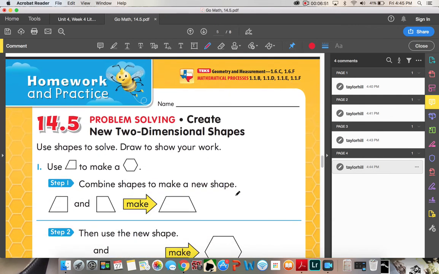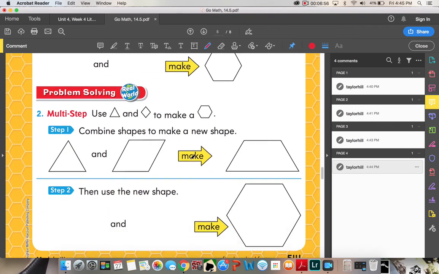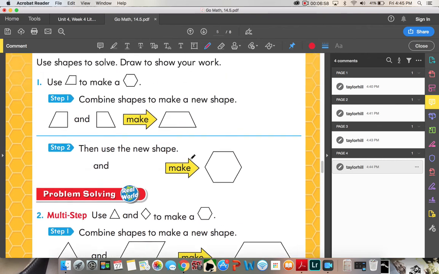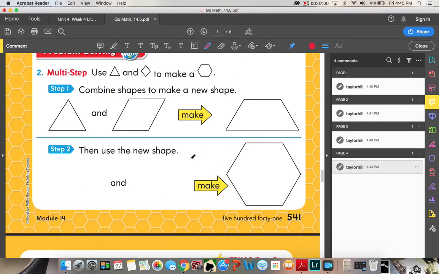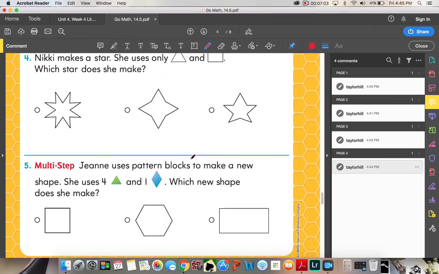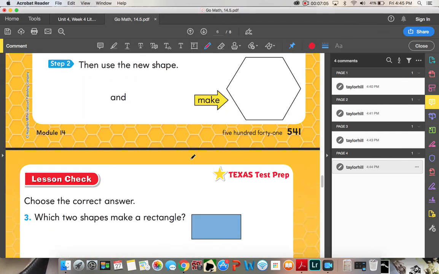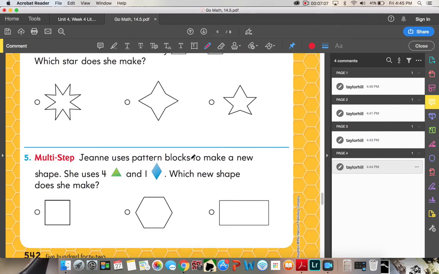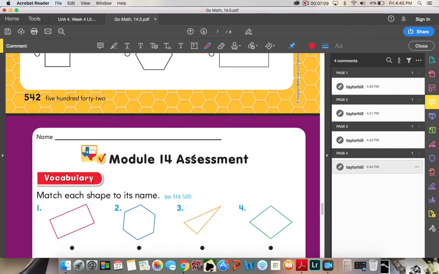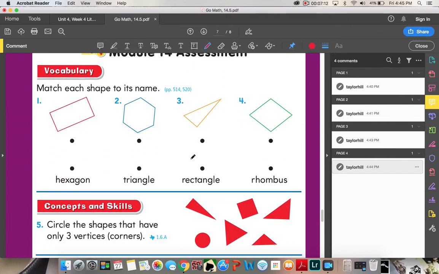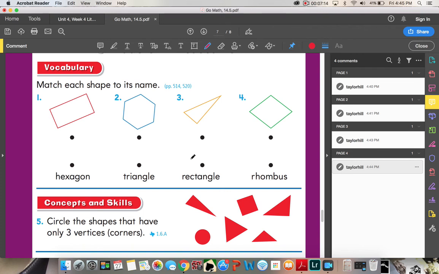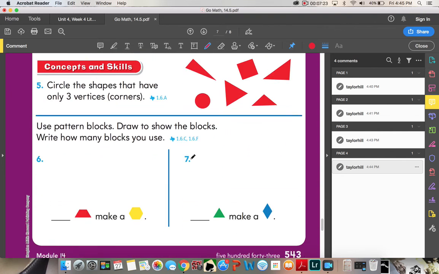Okay? Then I would like to see you guys apply your strategy and your work on the homework and practice. That is for you to do. And then at the end, you'll see the Module 14 assessment. That's for you guys to take tomorrow or on your next lesson cycle, whichever. It depends on when your parents want to schedule it. And just make sure that you turn in your results to me.